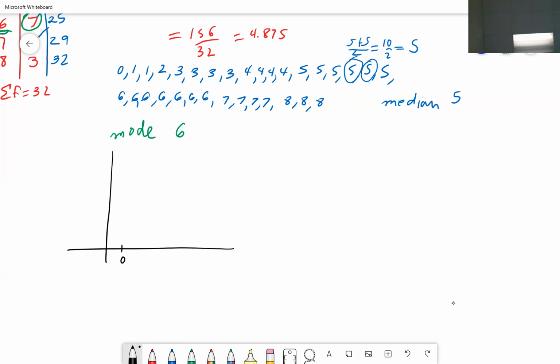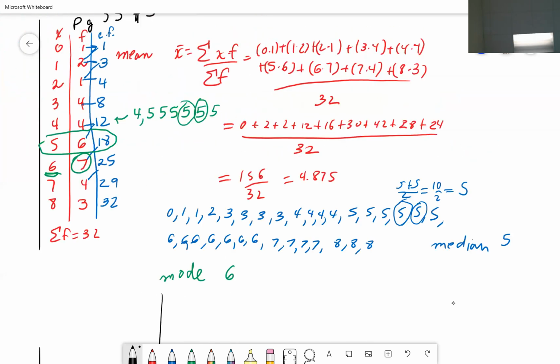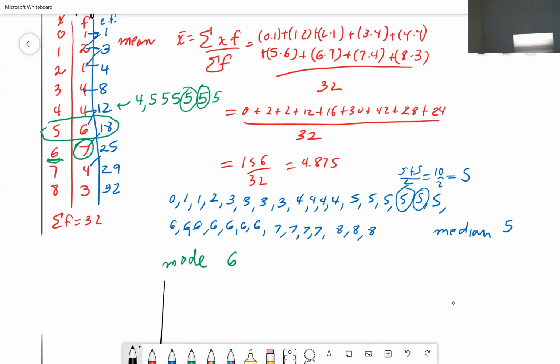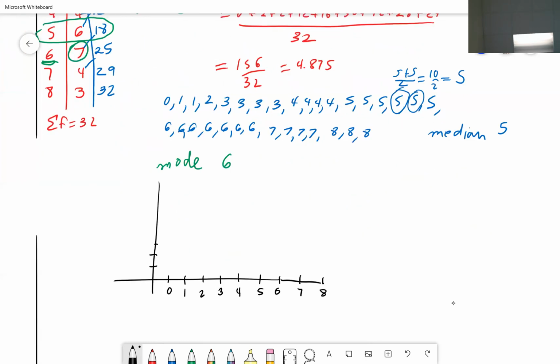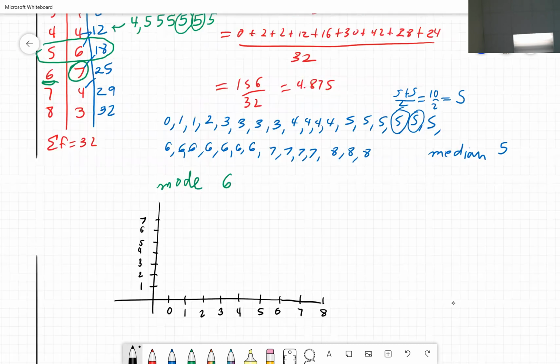So we have 0, we have 1, we have 2, we have 3, we have 4, we have 5, we have 6, we have 7, and we have 8. And then we have the frequencies that range from 1 all the way to 7. So 1, 2, 3, 4, 5, 6, 7. So 0 happens how many times?